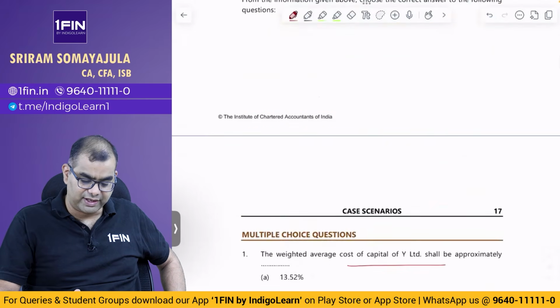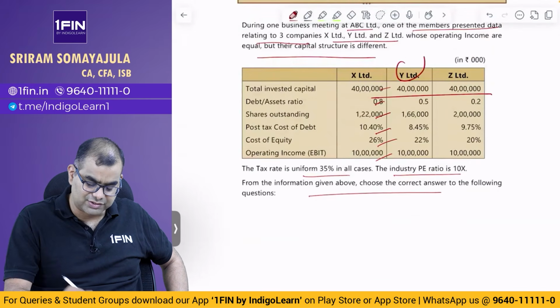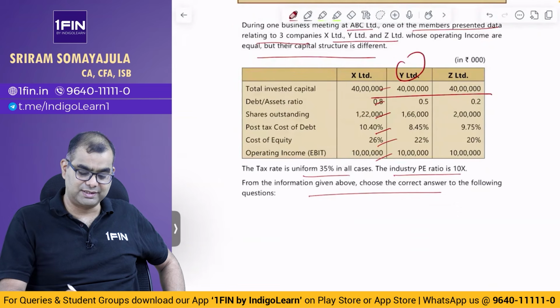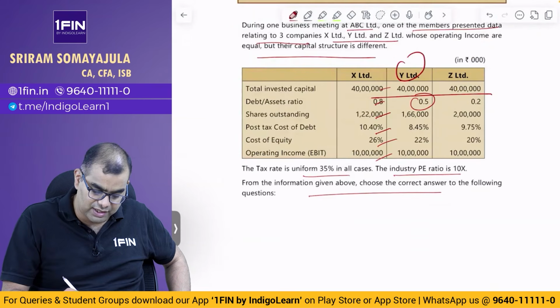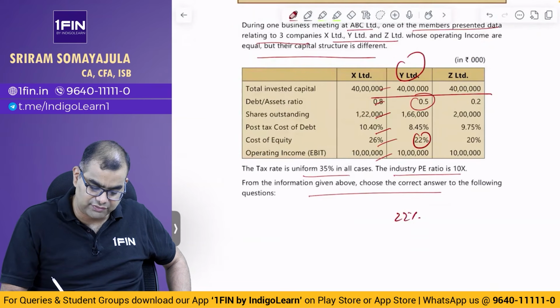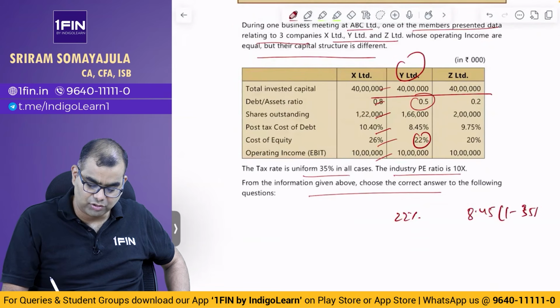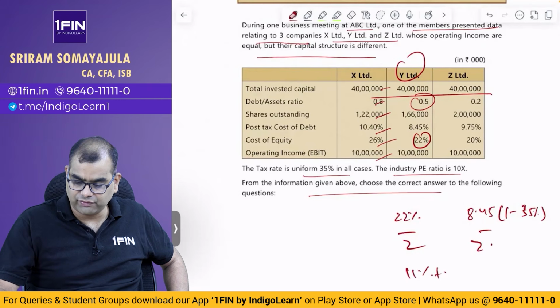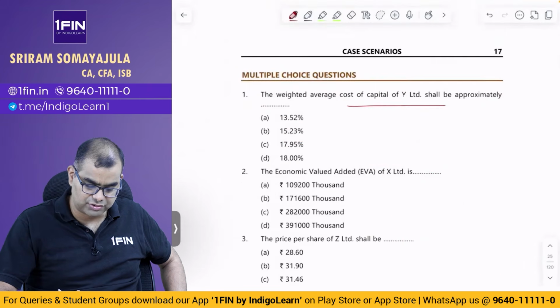Weighted average cost of capital of Y. This is Y, so equity and debt. So, debt to assets ratio, so overall assets and debt. This basically is debt by total capital. So, total debt by total capital is 50-50. If it is 50-50, cost of equity is 22%, cost of debt is 8.45%, and this into 1 minus tax rate of 35%, and both of them are 50-50. So, 11% plus 8.45 into 0.65 divided by 2 is 2.74 plus 11. Makes it 13.74625.